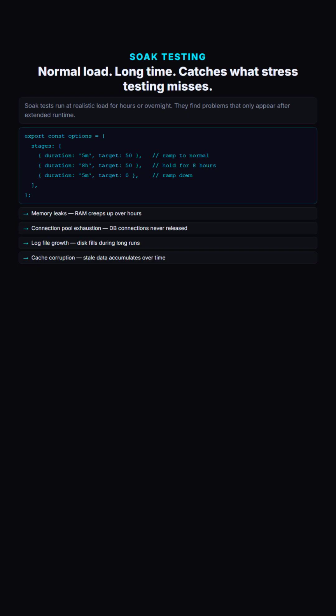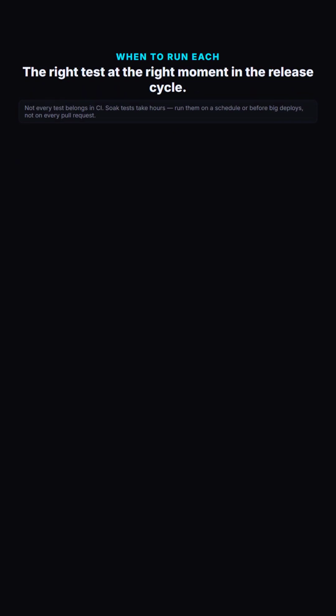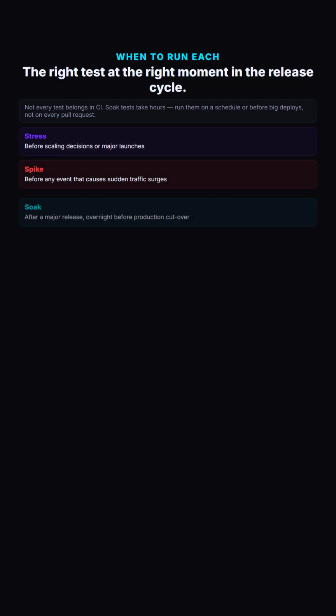None of these bugs show up in a 5-minute test. Every single one of them has caused production outages at real companies. A weekly soak test run against your staging environment overnight would have caught all of them. Now let me give you a practical guide for when to actually run each type.